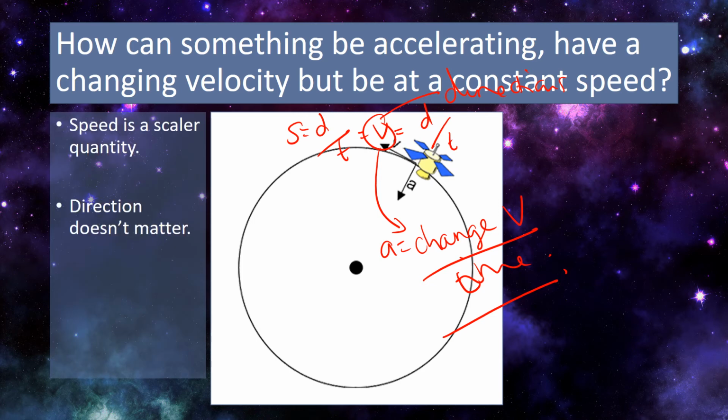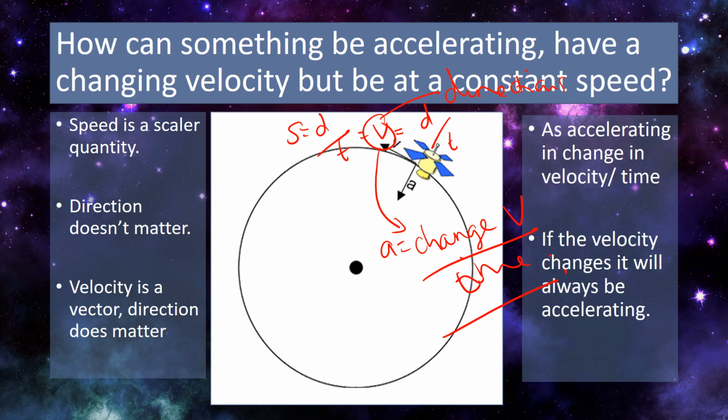Speed is scalar, so direction doesn't matter. Velocity is a vector, so direction does matter. As acceleration is a change in velocity divided by time, as the velocity changes, the object is always accelerating.